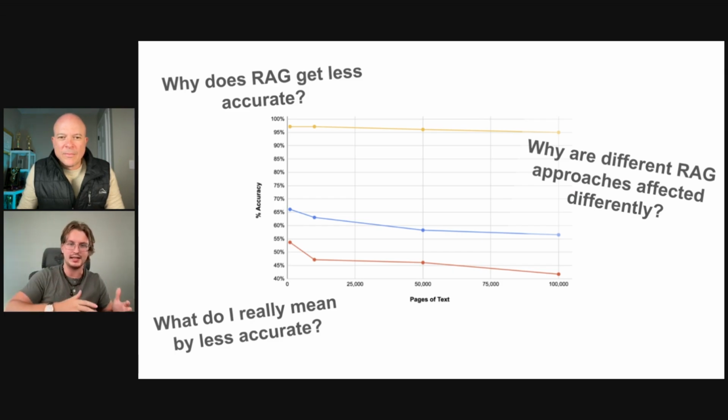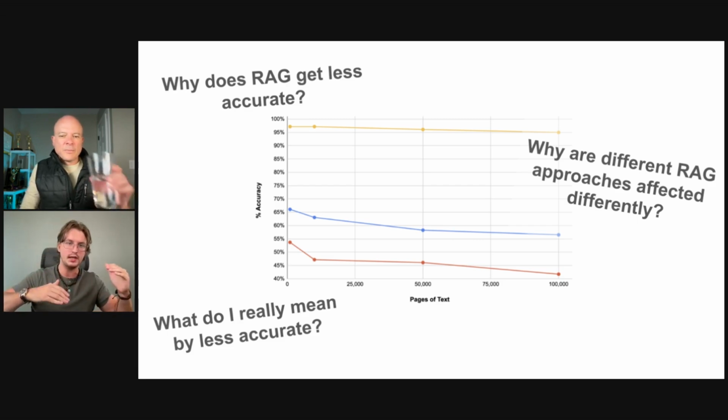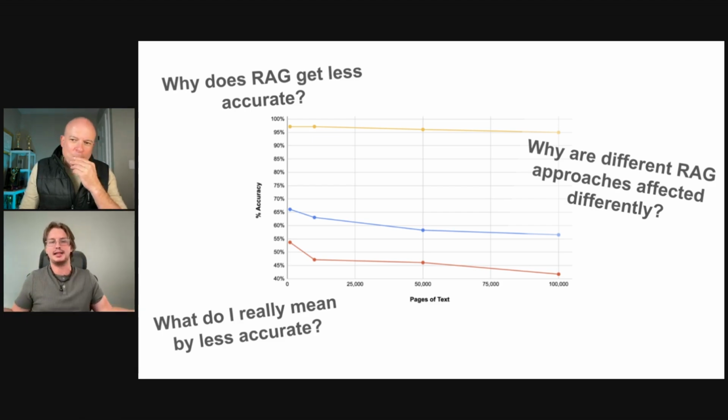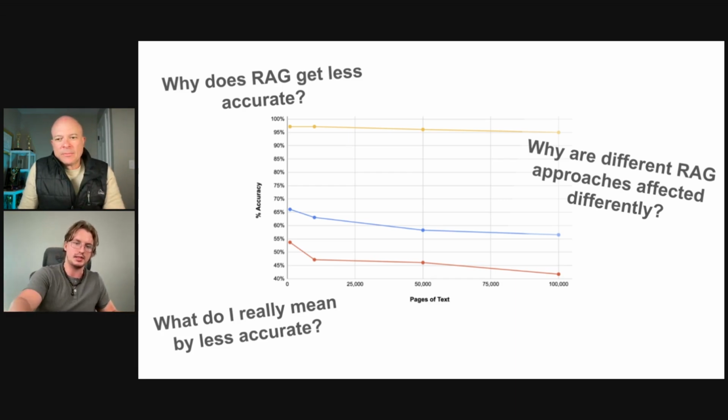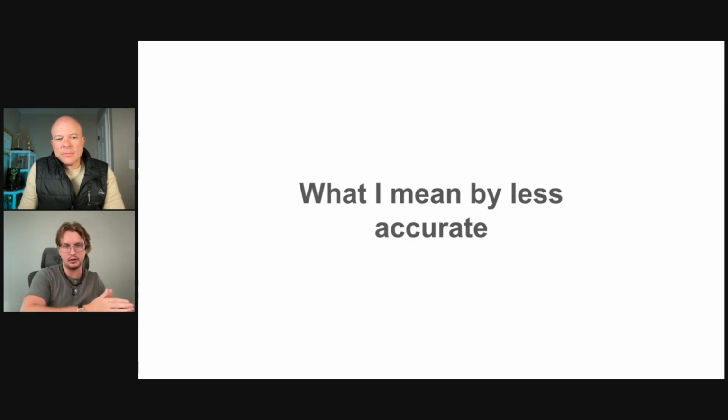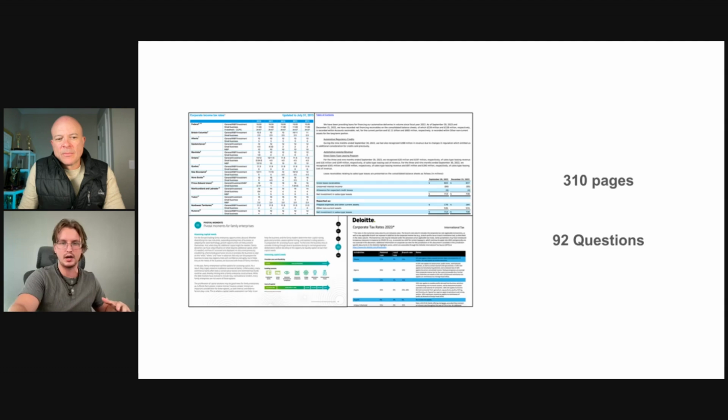Why does RAG get less accurate? What is the mechanism? We have different RAG systems that we're testing here, and they get worse in different amounts. Why do they get worse in different amounts? What's the difference between them? And also, what do I mean by less accurate? Let's get into the specifics here. What am I really talking about? So I want to start with this question of what I mean by less accurate, so we can understand what we're talking about.